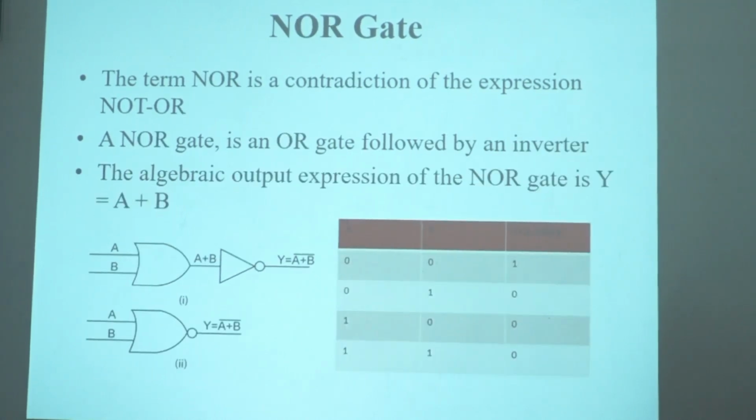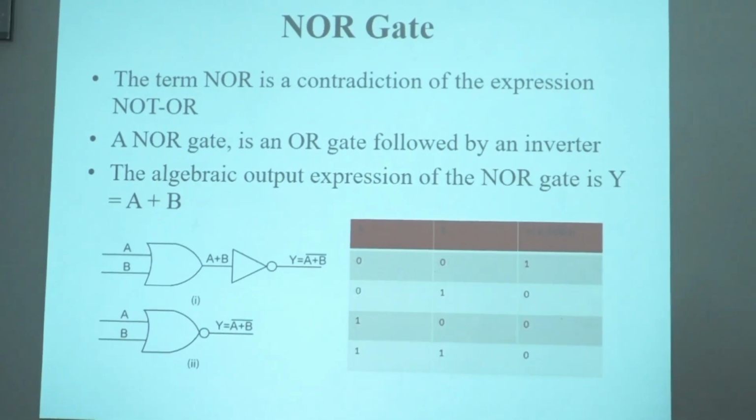Now when we look into the NOR gate, as the name itself says, it is a combination of the OR gate and an inverter. The OR gate output was A plus B, which is connected to an inverter, which produces A plus B whole complement. So the truth table is exactly the opposite of the OR gate. The output will be 1 if both the inputs are 0; in the rest of the cases, my output will be 0. So this is your NOR gate.